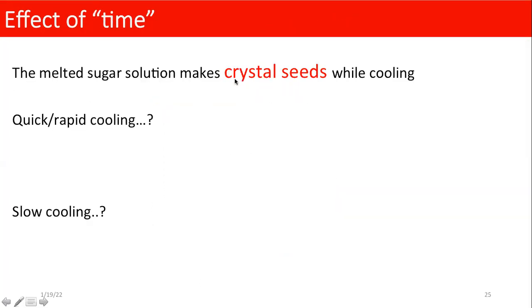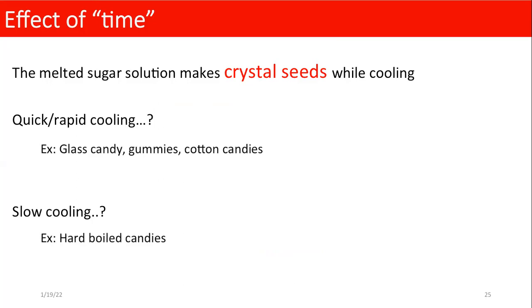The melted sugar solution makes crystal seeds while cooling. So quick cooling, rapid cooling, and slow cooling are important. We have to maintain all these factors carefully to get different types of products. Right? If we cool the solution quickly, then there are no more sugar crystal seeds. As a result, you can get glass candies. It means transparent ones.